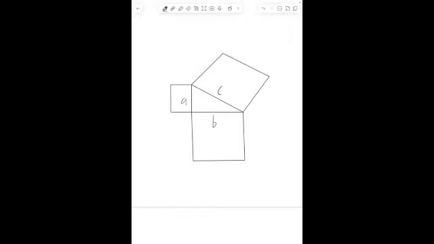So why does this formula work? One classic explanation uses area. If you build a square on each side of a right triangle, as I have, the area of the big square on the hypotenuse is exactly equal to the combined areas of the two squares on the legs, like so.